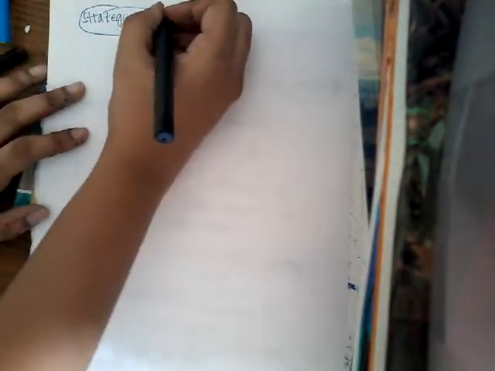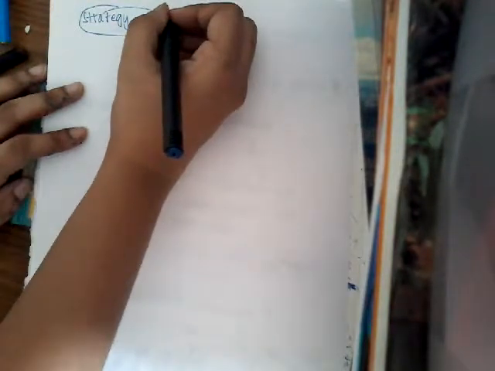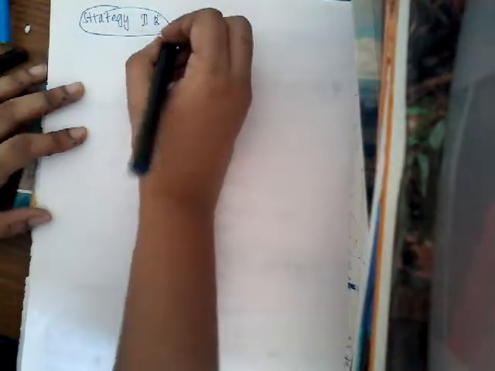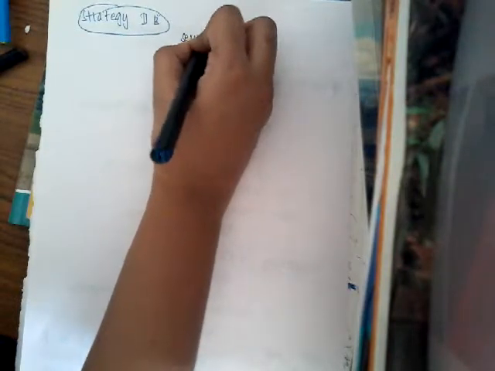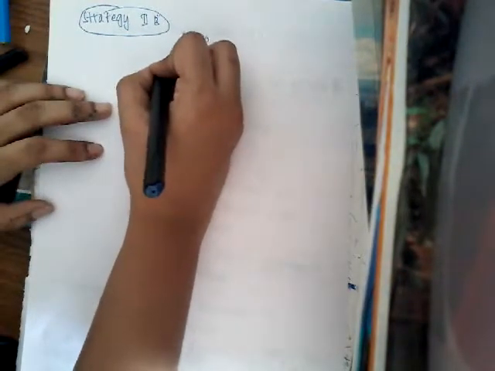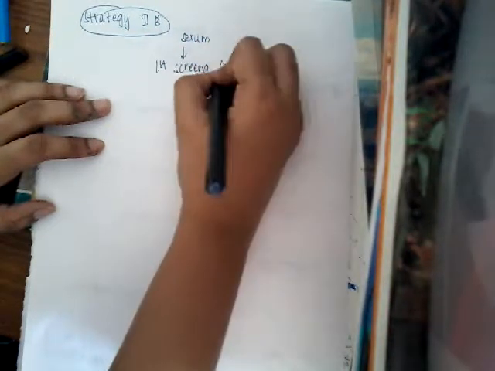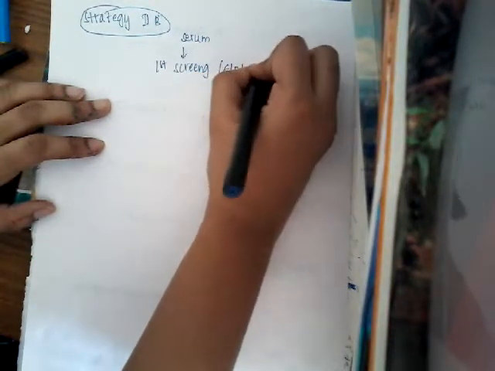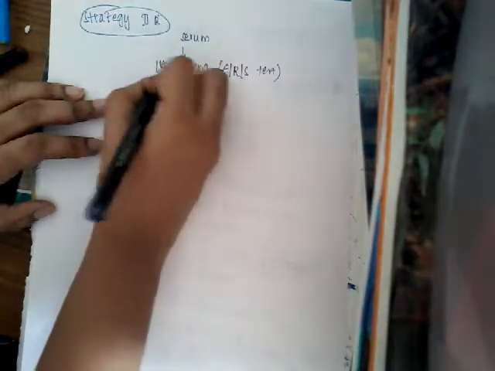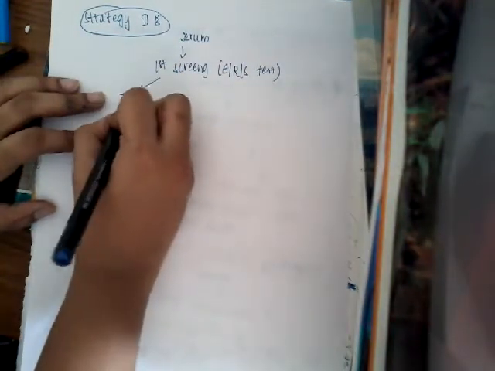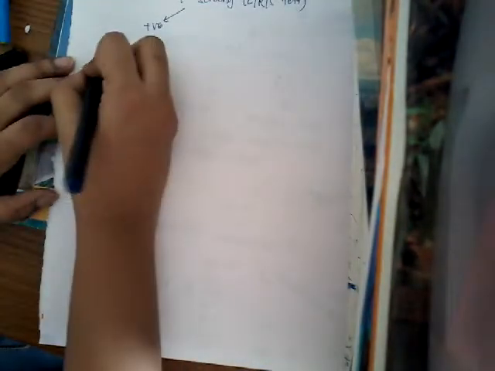Now in strategy 2B, what we do is, first, in strategy 2B there is a serum. Then first you have done the first screening. In the first screening with ELISA, rapid test or simple tests, you find that it is positive. Then again you subject it to the second screening.